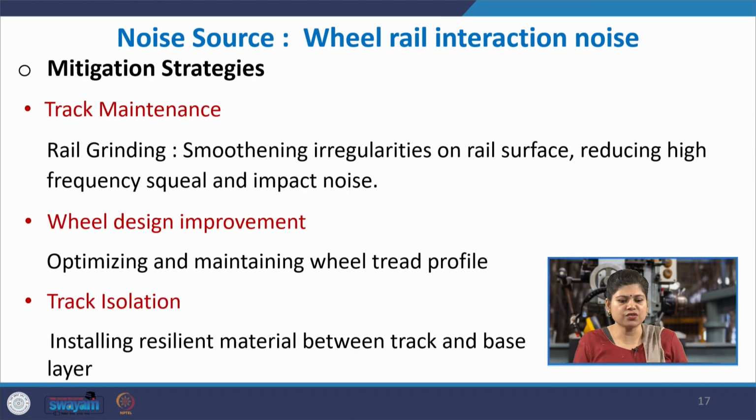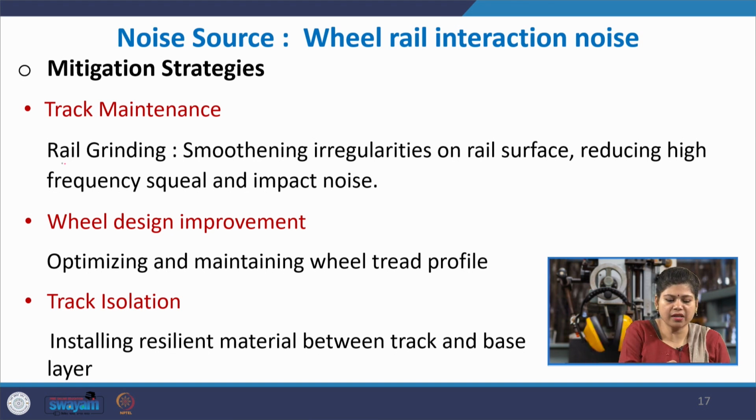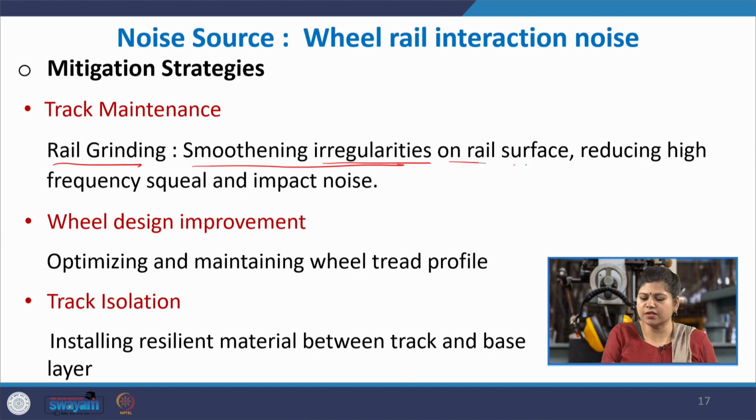What are the mitigation strategies for this wheel rail interaction noise? First of all, most of the wheel rail interaction noise depends on the condition of the wheel and the condition of the track. These are the two most important things to keep in mind. So, proper track maintenance is required. You can use techniques such as rail grinding, which will smoothen any irregularities on the rail surface. It will lead to a reduction in the high frequency squeal as well as the impact noise.